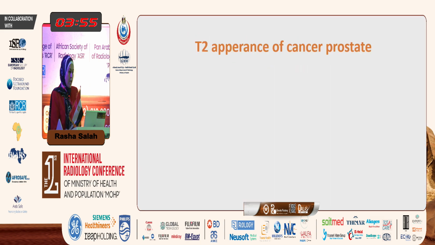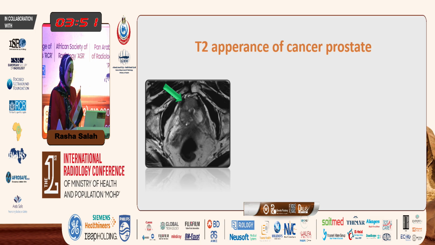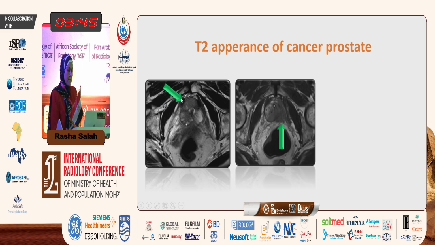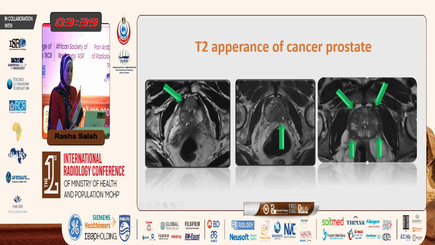The T2 appearance of prostate cancer will allow you to identify the lesions while you are performing the exam. This is an anteriorly located mass, and this is a peripheral mass located at the peripheral zone with associated extraprostatic extension, and this is multifocal prostatic masses located at the peripheral zone.